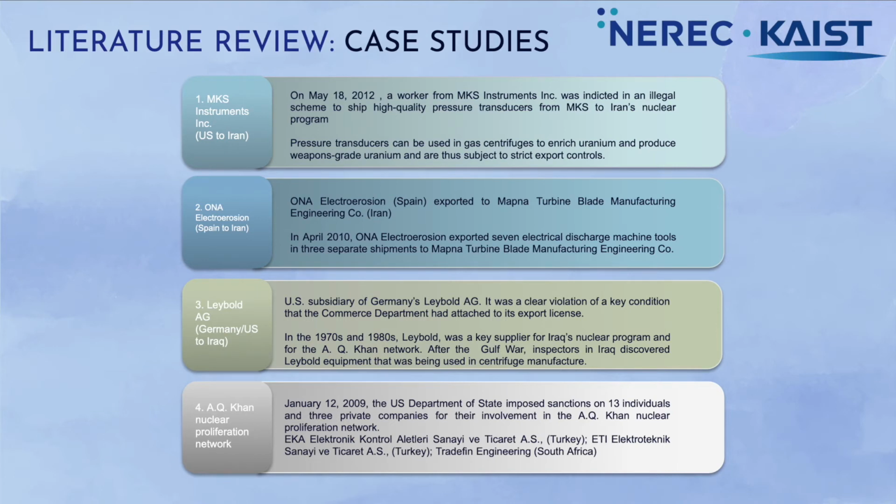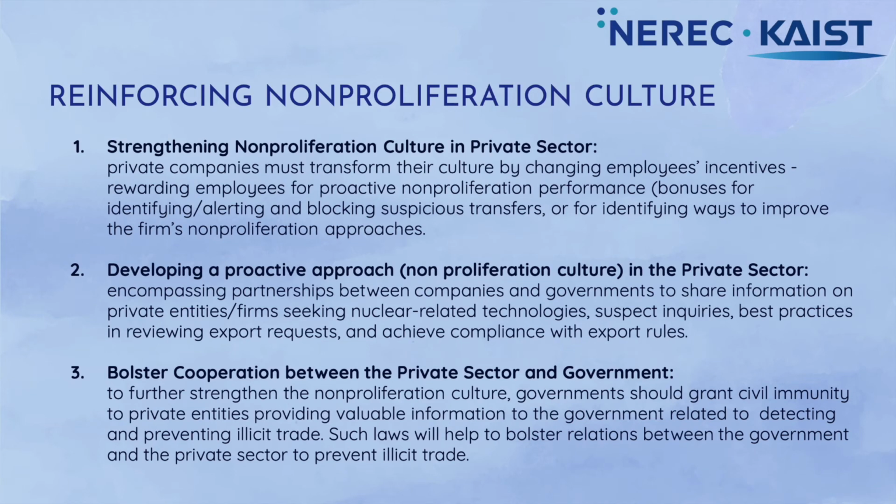The last case study is about the AQ Khan nuclear proliferation network. On January 12, 2009, the US Department of State imposed sanctions on 13 individuals and 3 private companies for their involvement in the AQ Khan nuclear proliferation network. Next, I'll talk about reinforcing the non-proliferation culture.